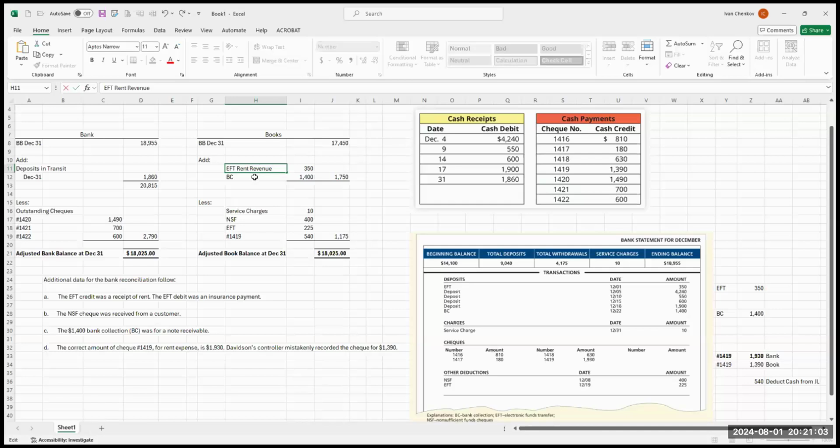The next thing that comes is BC, and we can see here the BC is the bank collection on the note receivable. So we collected money on the notes receivable. And that's the second one. Mystery is also solved. We now know why we received $1,400. The service charges are related to bank expenses. Those will be service charge expense.